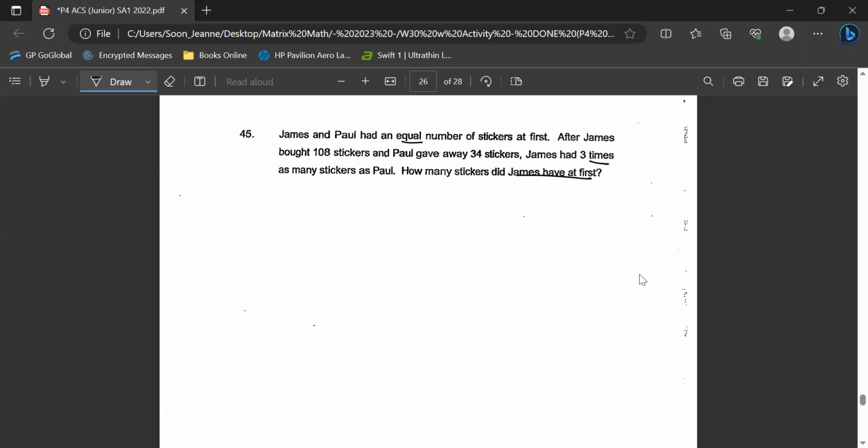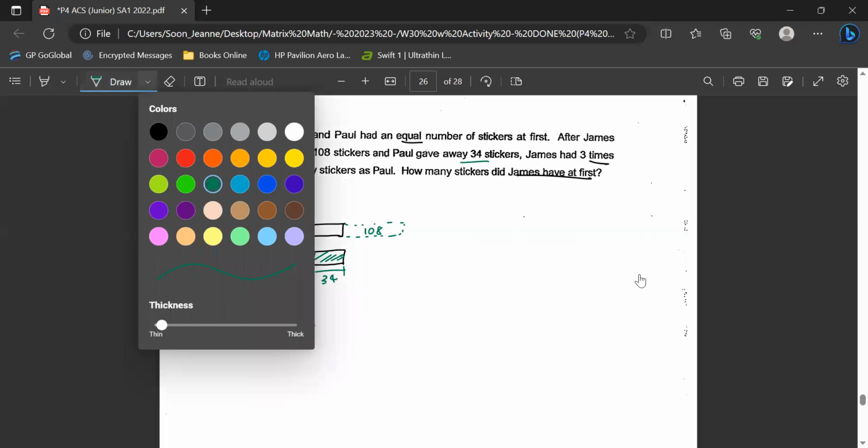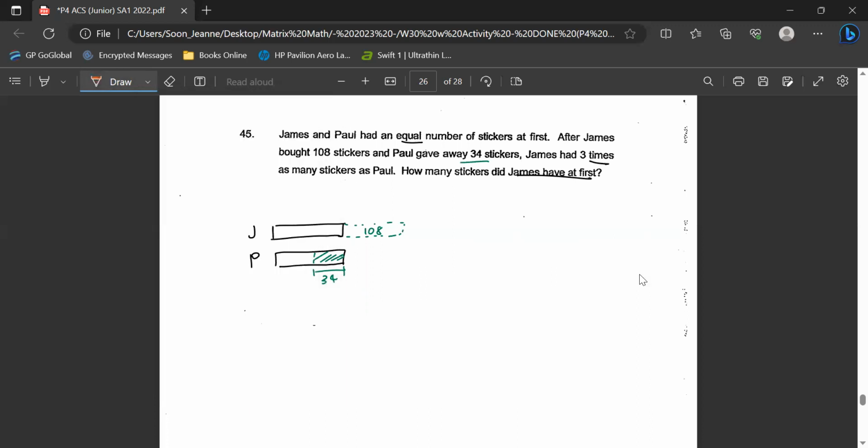So I'm going to write down James and Paul. So equal number, so we draw the model for them, both equal, roughly. Then it says that James bought 108 stickers. So James will increase because he bought more, so I increase by 108. But then Paul gave away 34. So 34 would be a little bit taken away. So this is 34. After which it says that James had 3 times. So the whole model for James will be 3 units. Paul's remaining is 1 unit.